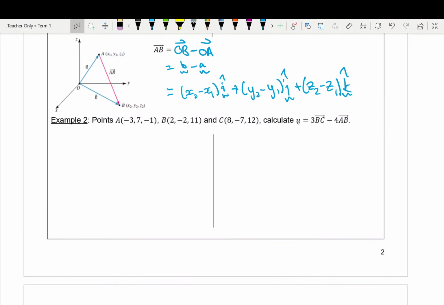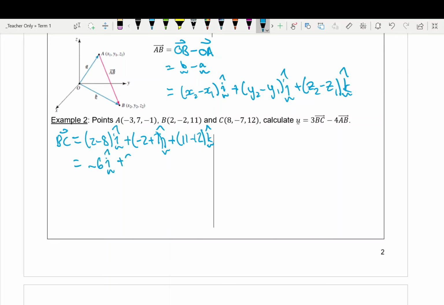Example 2. Points A, B, and C are given as follows. Calculate u, which is 3BC - 4AB. So BC is equal to 2 take 8 i, plus -2 plus 7 j, plus 11 take 12 k. So when we compute all three of those, we get -6i + 5j - k.